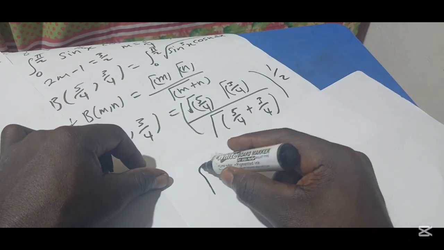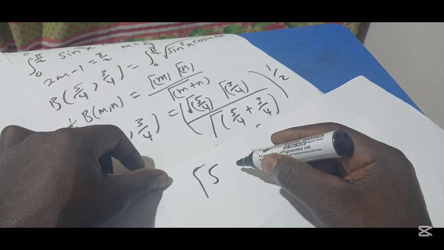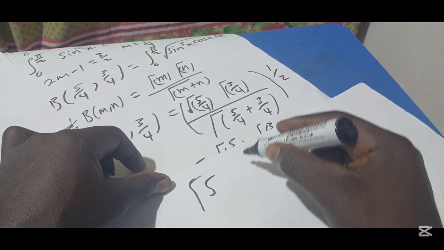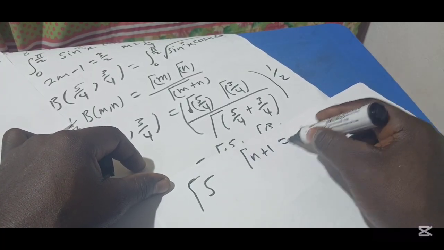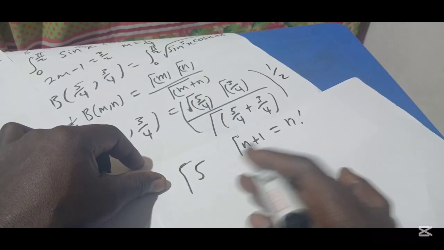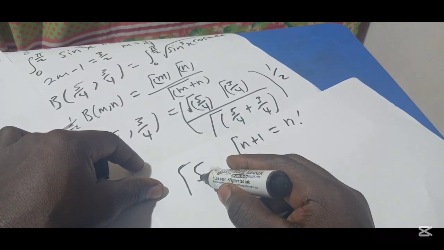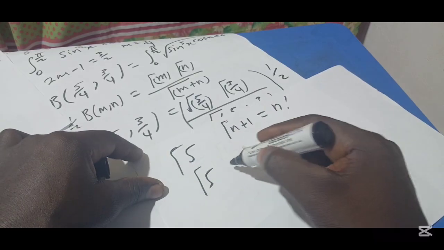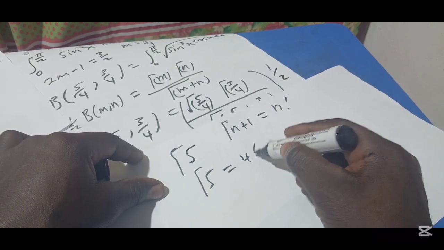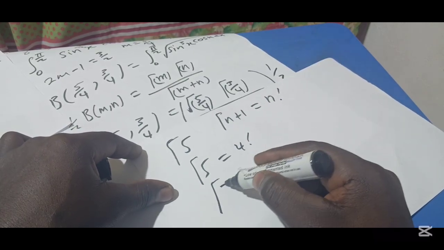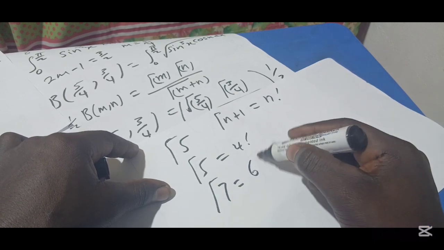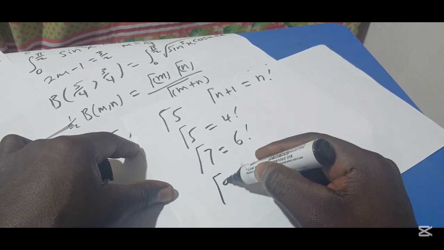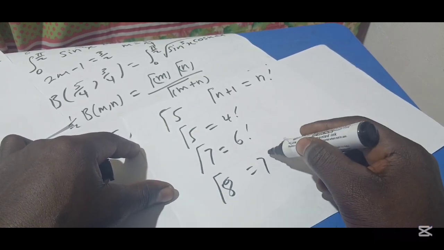So gamma of a whole number like this, 5, let me write this. Gamma of n plus 1 equal n factorial. This is used for problems like this. Just subtract 1 from this, give remaining 4. So gamma of 5, you subtract 1 from 5, the remaining 4, so 4 factorial. So gamma of 7, you subtract 1 from 7, 6 factorial. Gamma of 8, subtract 1 from 8, 7 factorial.